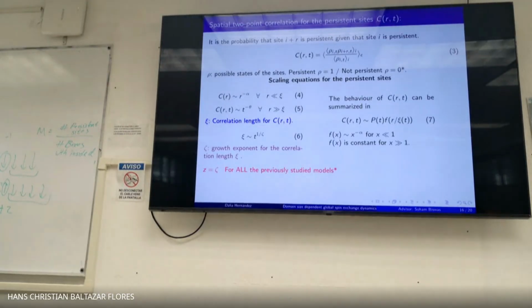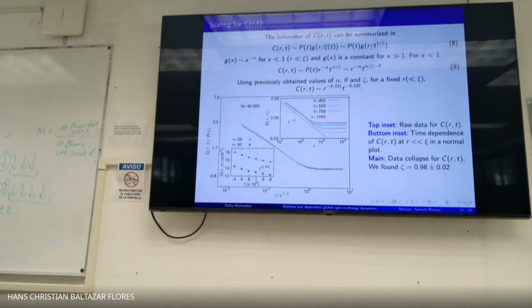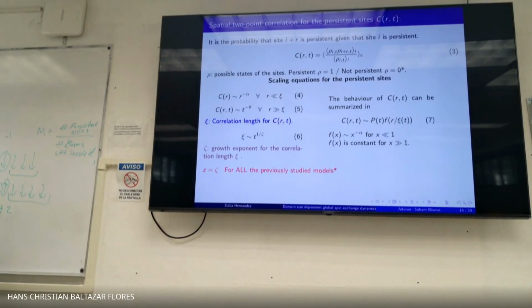And we also take the two-point correlation, but this is more complicated. Maybe let's stop here, because we found some issues. Then better stop here.